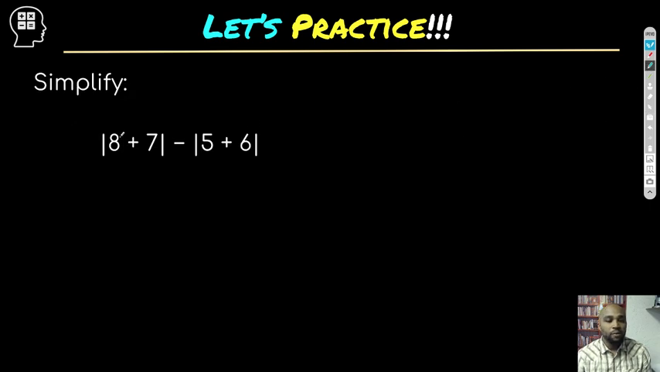All right, so simplify this. We're going to do the inside of this absolute value first. So here's my absolute value signs. 8 plus 7 is 15, minus the absolute value of 5 plus 6, which is 11. Well, what is the absolute value of 15? That's just 15 because it's 15 units away. Minus, what's the absolute value? Absolute value of 15 is 15. Absolute value of 11 is 11. What is 15 minus 11? That equals 4.